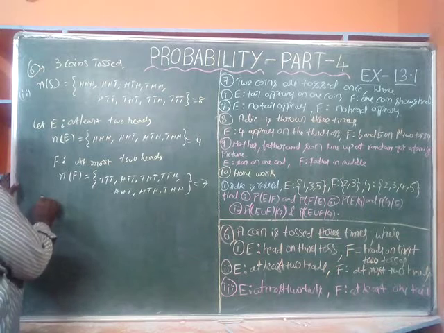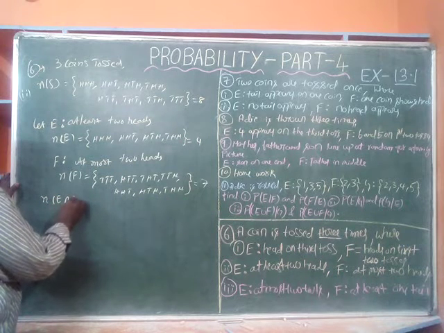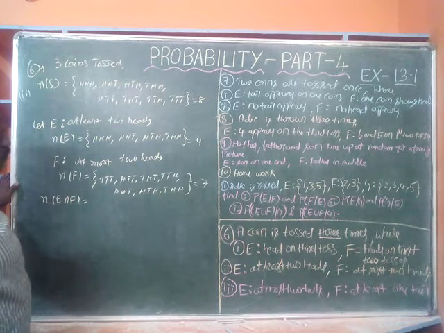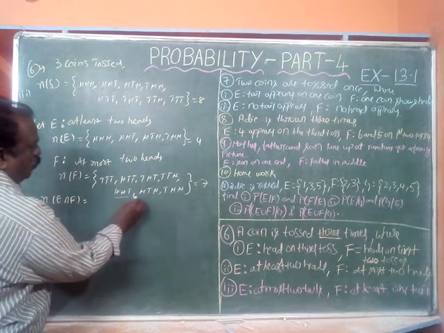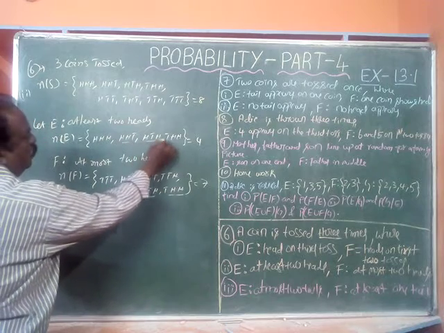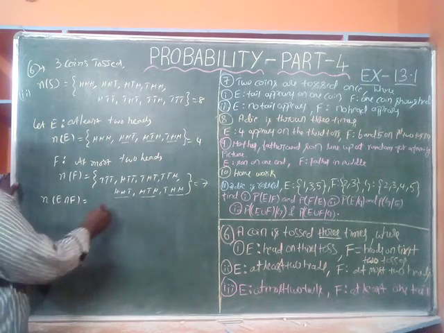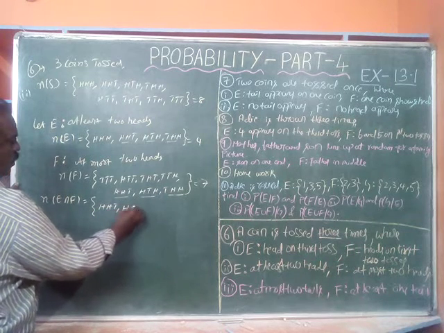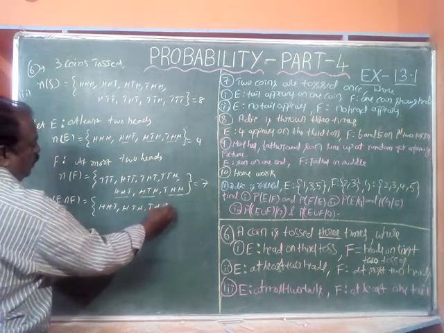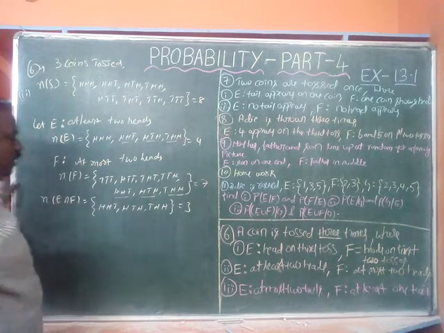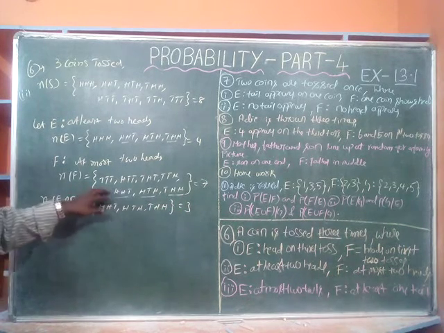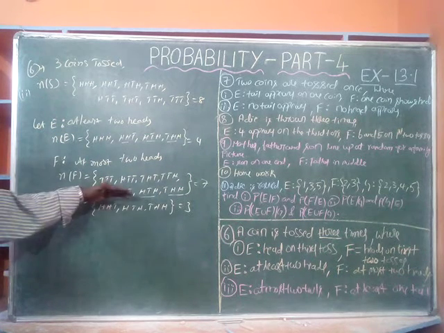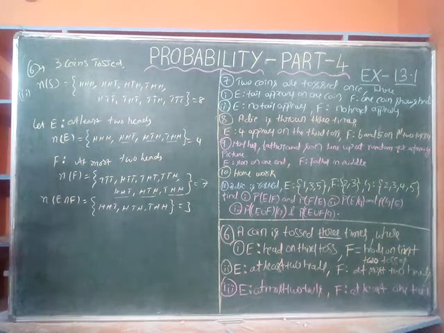Now, is there any intersection, E intersection F? Yes, the two-heads cases are there in both. So the intersection part is head head tail, head tail head, tail head head, which is 3 ways. Triple heads is not in F, and one head is not in E. Two heads appear in both.